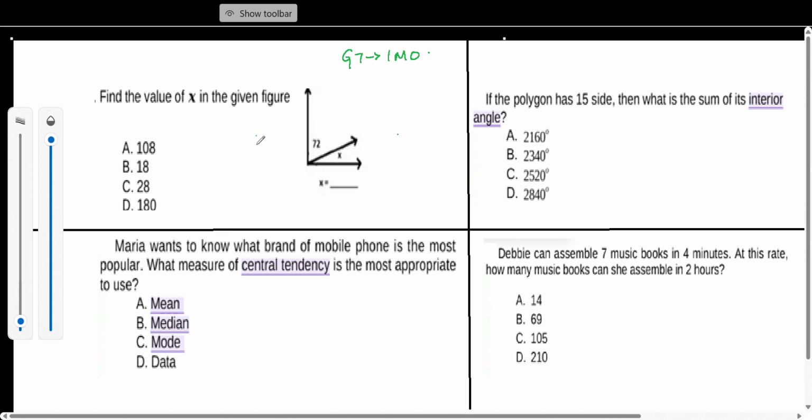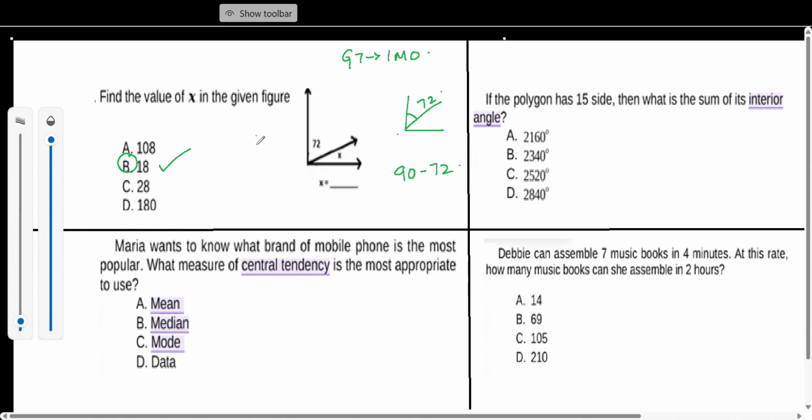We see this looks like a right angle, correct? Because it is L shape, and now this angle is given to be 72. They are asking the value of x. So obviously we will do 90 minus 72, which is 18. That will be the answer for this question.